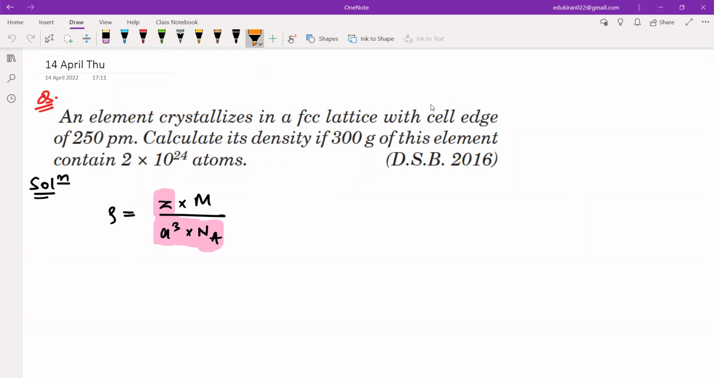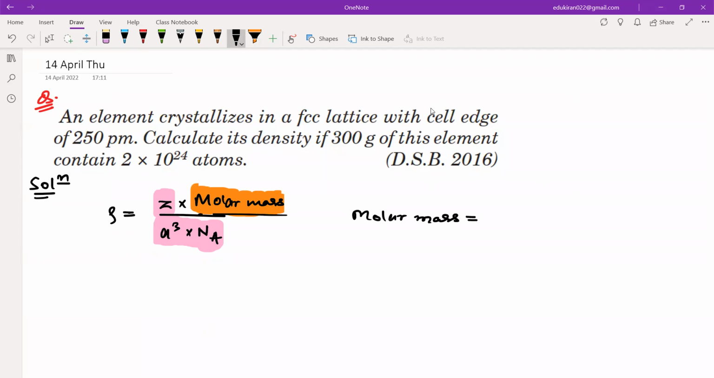The mass is given. No, molar mass is not given, right? This is molar mass, not mass. Please remember, this is molar mass. Whatever information is given, can you calculate molar mass from that information? Okay, I'll give you some time. First of all, you calculate the molar mass and then you can substitute it.